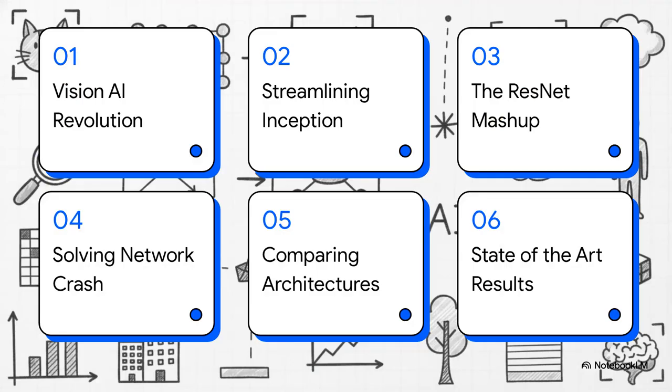To find out, here's our roadmap for today. First, the image recognition revolution. Second, streamlining with Inception-v4. Third, the residual connection mashup. Fourth, solving the network crash. Fifth, comparing the architectures. And finally, sixth, state-of-the-art results. Let's get right into it.